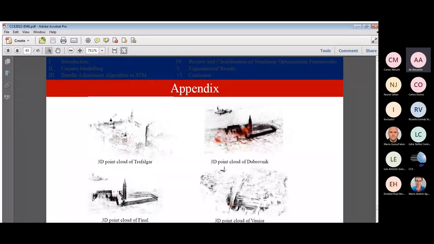This appendix shows the 3D point clouds of the sequences. Cameras are indicated with red frames, while 3D points are shown with black dots.